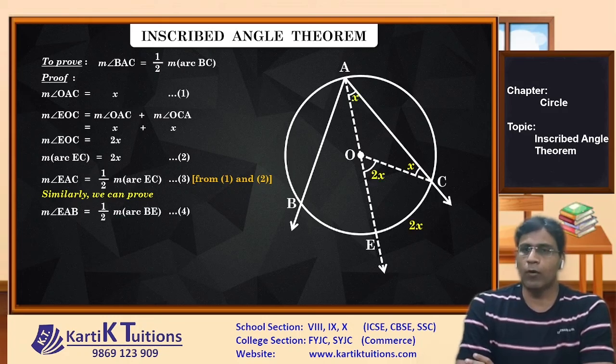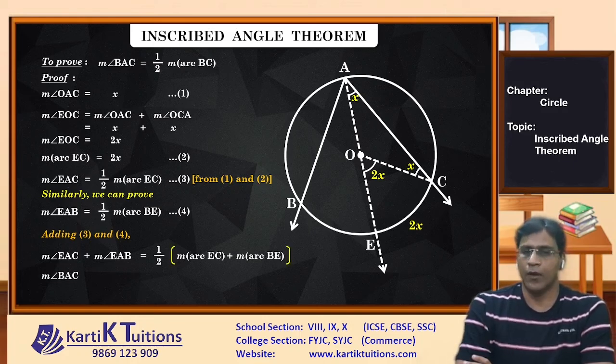Now, since we want to talk about angle BAC, I will add step 3 and 4. When I say step 3 and 4, that means I have to add angle EAC plus angle EAB. When we add on the left hand side, we have to add on the right hand side also. So it will be half of arc EC plus half of arc BE. Now, observe the figure. When we add both the angles, it gives the angle BAC, which is equal to half of arc EC plus arc BE, which gives us arc BC. In other words, we have proved the theorem, that is angle BAC is half the arc BC.